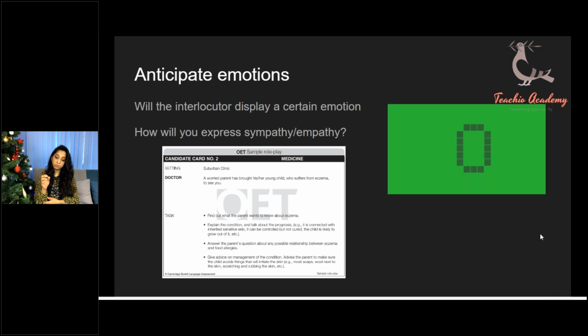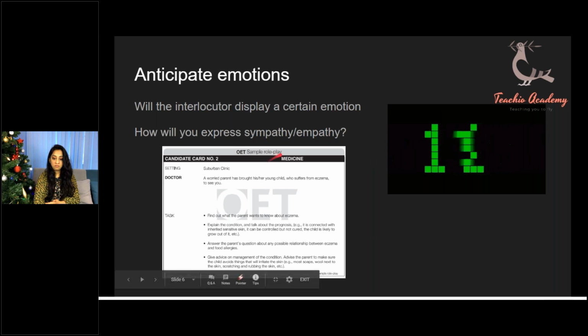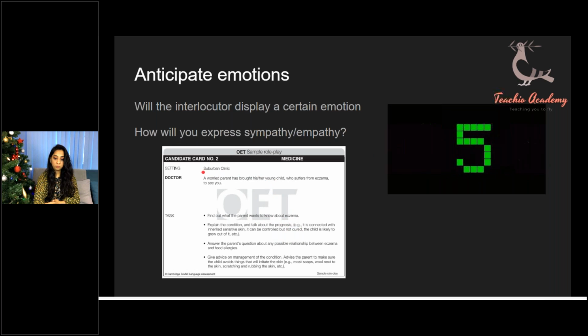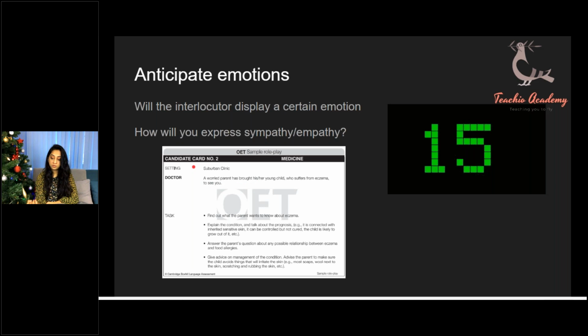Okay, we're going to write. This is my patient's emotion, so I put stars in front of eczema and prognosis. Now I'm going to put a square in front of the emotion, which is going to be my crutch to display sympathy and empathy to the patient.